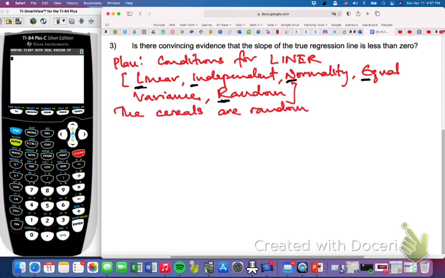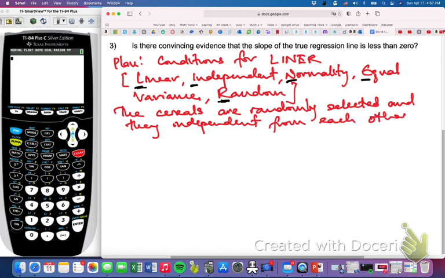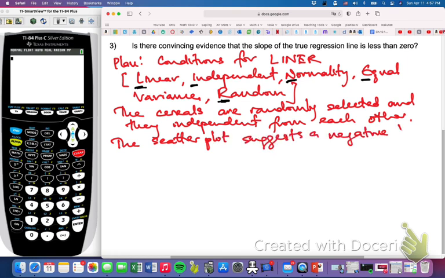So the zeros are randomly selected and they are independent from each other. So that satisfies the random condition, it satisfies the independent condition. Next thing, the scatter plot, right? The scatter plot is useful because in this case it suggests a negative linear relationship. So is it linear? Yes. Even though it's a negative one, it's linear. So that satisfies the linear condition. So 3 out of the 5 now.